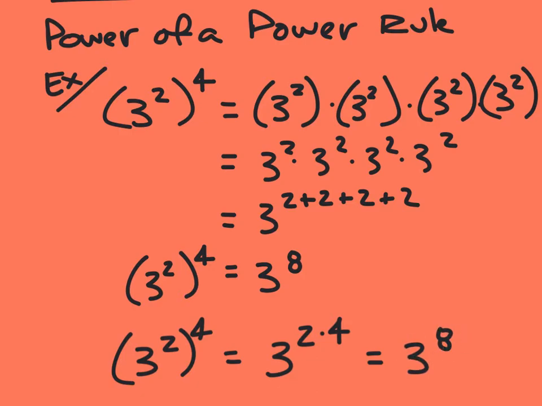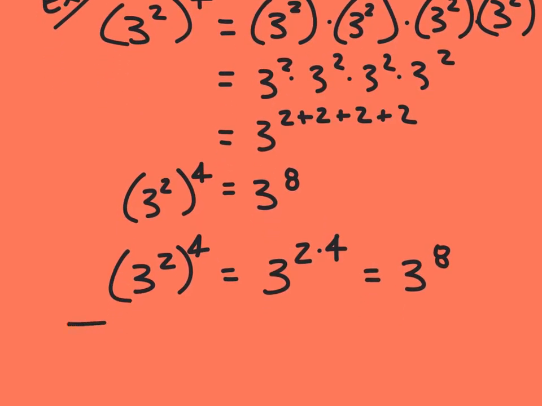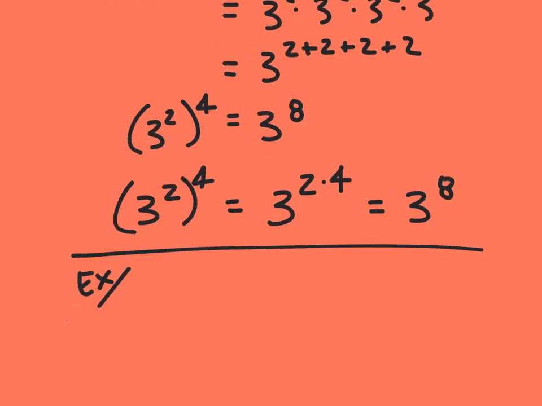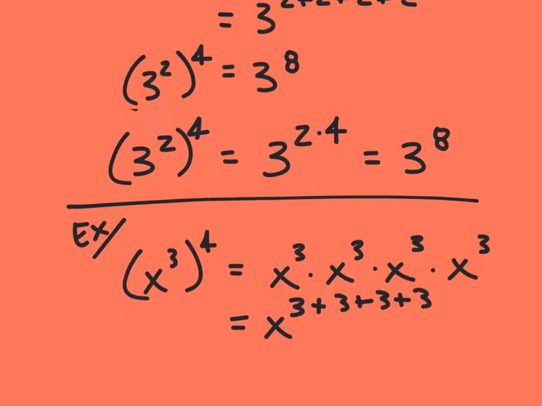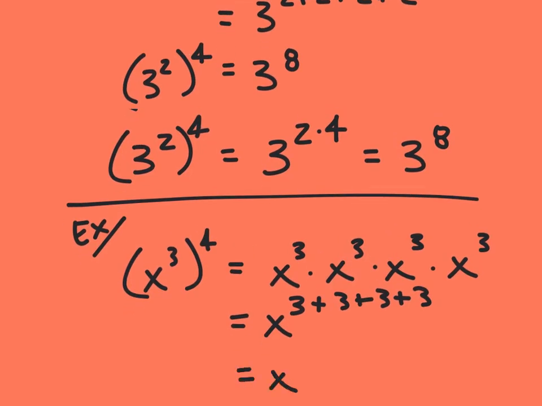Okay, so now let's extend this concept to some variables. All right, so let's write down an example. Let's say that I've got x cubed to the 4th power, okay? And so if I want to expand this out, what I'm doing is I'm really just taking x cubed and multiplying by itself 4 times, okay? And then what I can do is add up my exponents because I've got the product rule. So I've got x to the 3 plus 3 plus 3 plus 3 power. And if we add 3 4 times, that's going to give us x to the 12th.